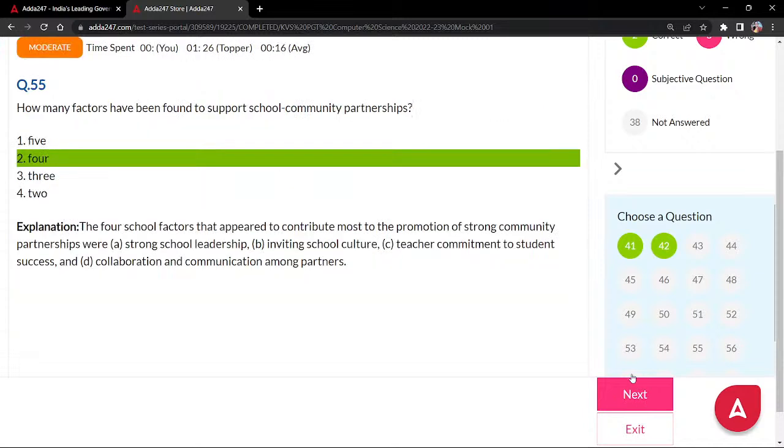Next is how many factors have been found to support school community partnership. So four factors support school community partnership. That is strong school leadership, inviting school culture, teacher commitment, and collaboration and communication among partners. So these are the main factors for school community partnership.